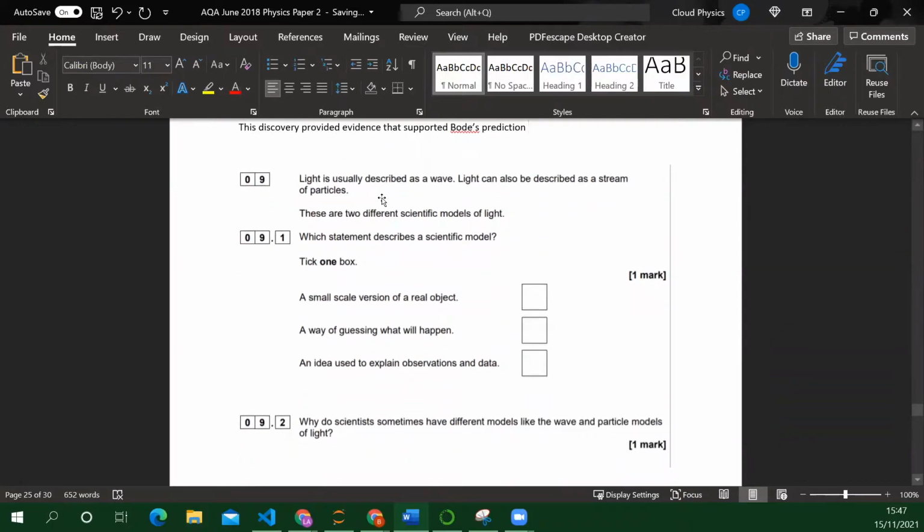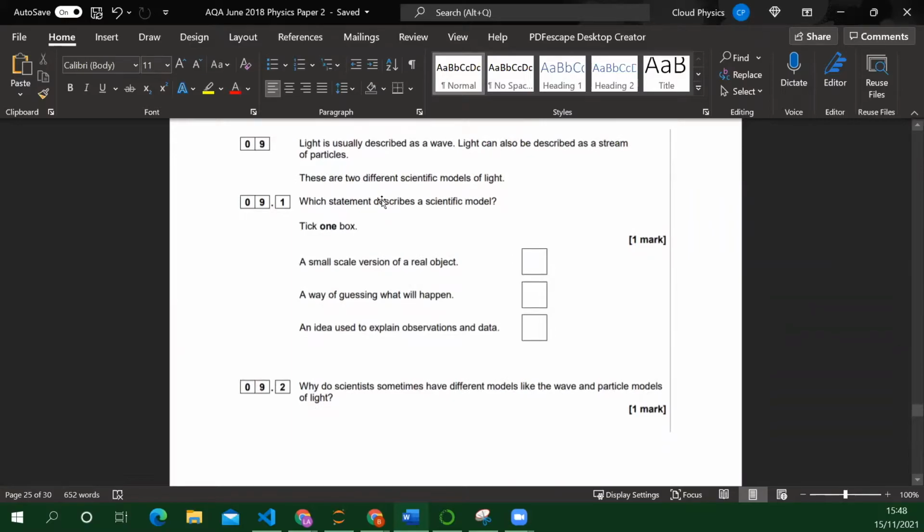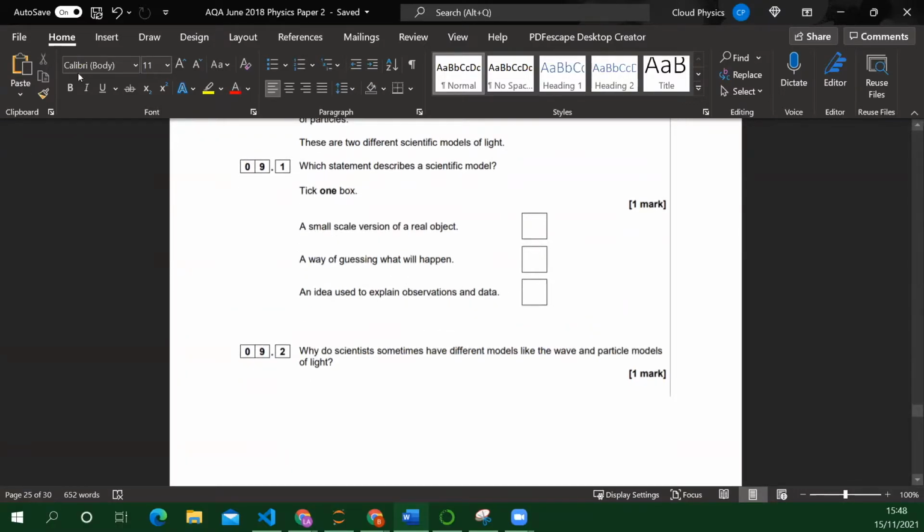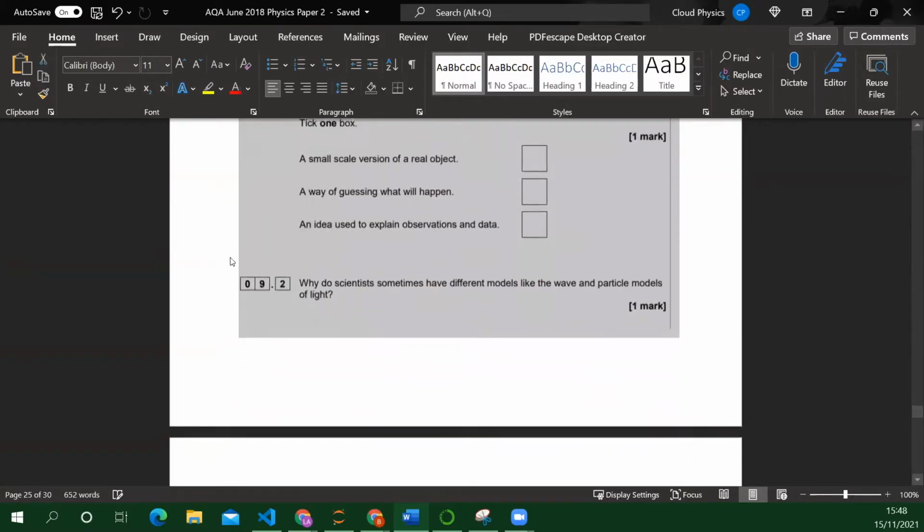Light is usually described as a wave. Light can also be described as a stream of particles. There are two different scientific models of light. Which statement describes a scientific model? 1, a small version of a real object. That's kind of what a model is, like a train set, isn't it? That's why it's trying to confuse people. 2, a way of guessing what will happen, or an idea used to explain observations and data. I think we know that that's the science one, don't we? So that one's the right answer there.